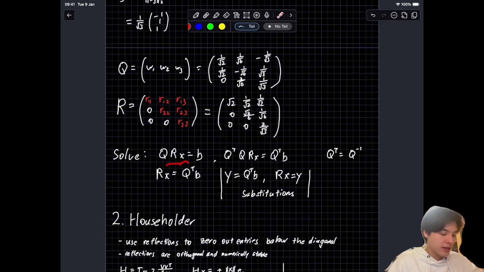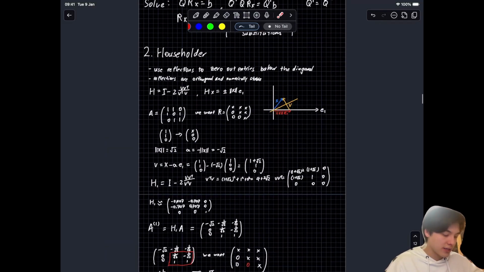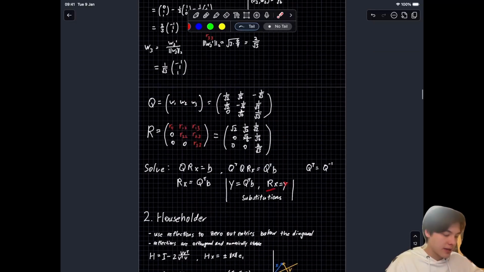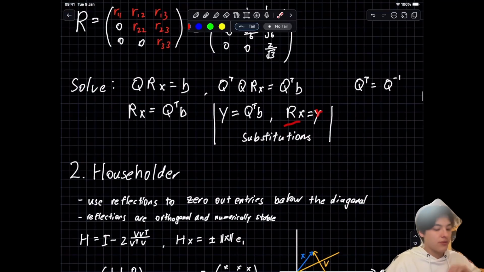QRx equals b, we would take Q transposed, and we get Rx equals Q^T b. So this would be easy to solve. So we first solve Q^T b, we get y, and then we can do back substitution. I didn't write it here, but I think I have, do I have one? Oh no, I don't have. But for the next one we have.